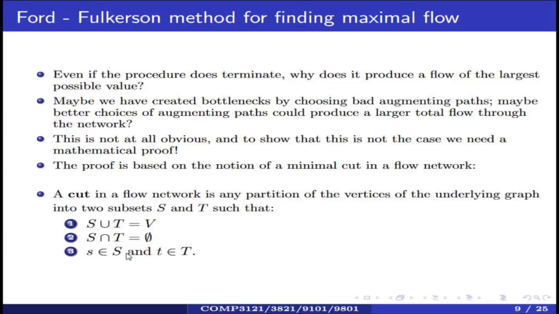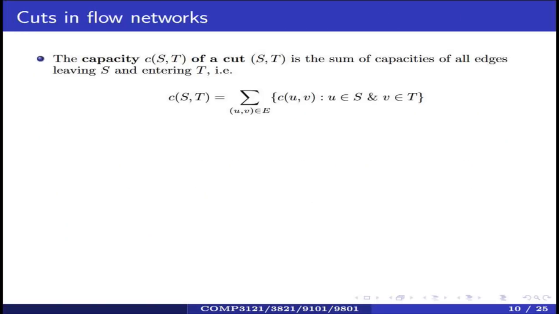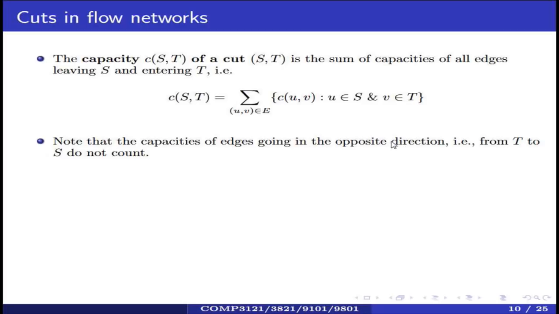And the source belongs to the left side, S, and the sink belongs to T, so sink and source are on different sides of the partition. The capacity of a cut is simply the sum total of the capacities of all pipes that lead from S into T. So we only count the forward direction, only capacities of the pipes that originate in S and terminate in T.